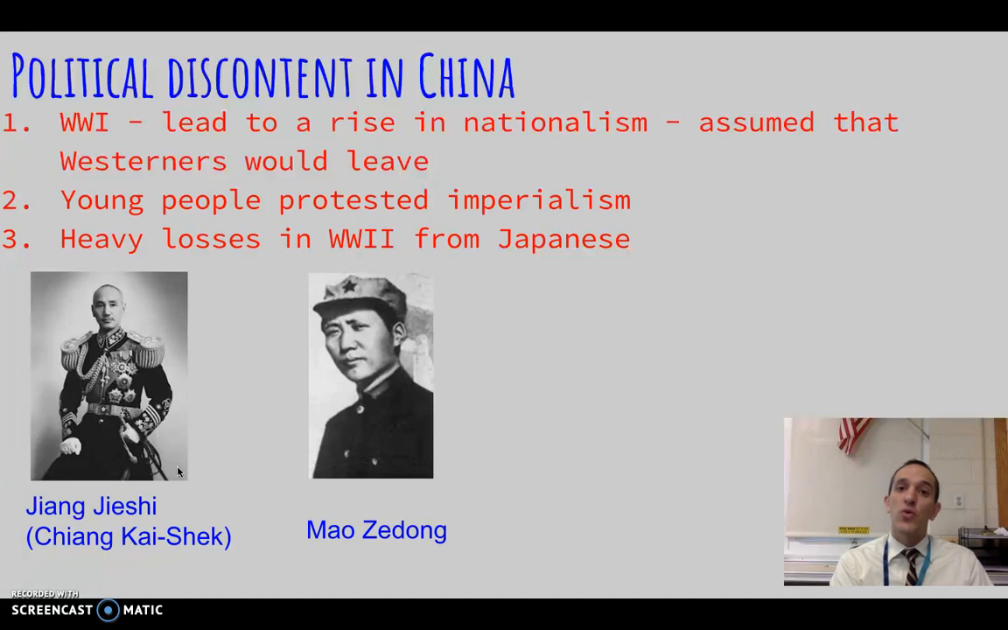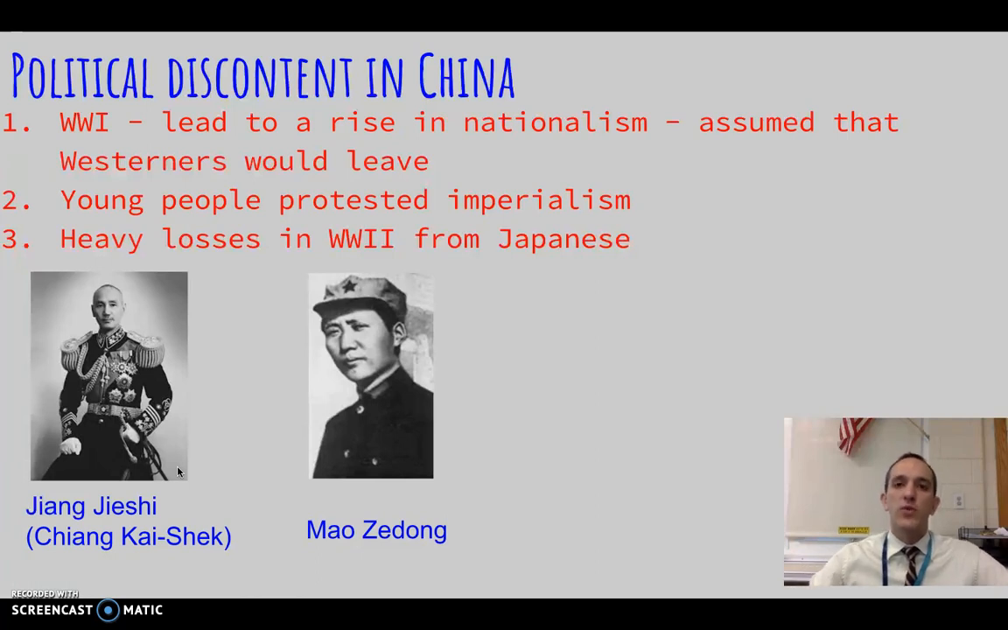Number one, after World War I in China, there's a rise in nationalism. A lot of people in China fought during World War I. They assumed that they would be free from the European colonists, and they thought the Westerners would leave. The Westerners don't leave after World War I. We've talked about this already, and the Chinese people have an increase in nationalism. A lot of the people who are going to protest this are young people, between, I would say, high school students all the way through people in their late 20s. And these are the young people who are going to protest and be outraged at this imperialism.